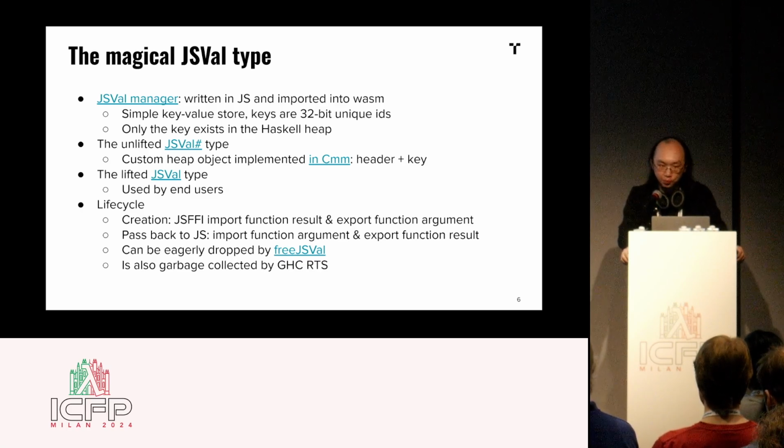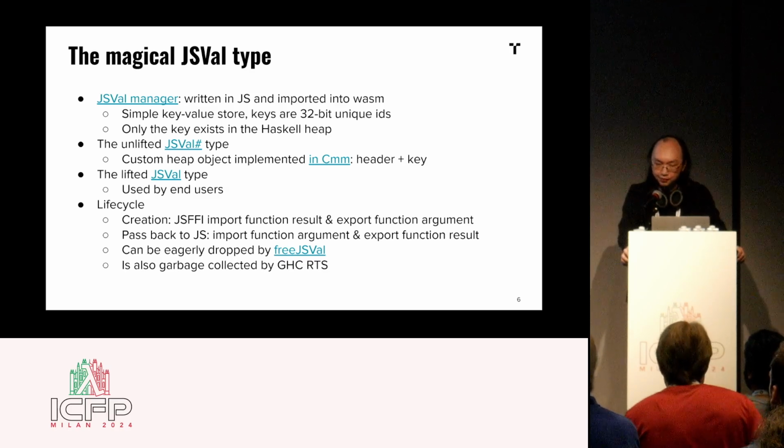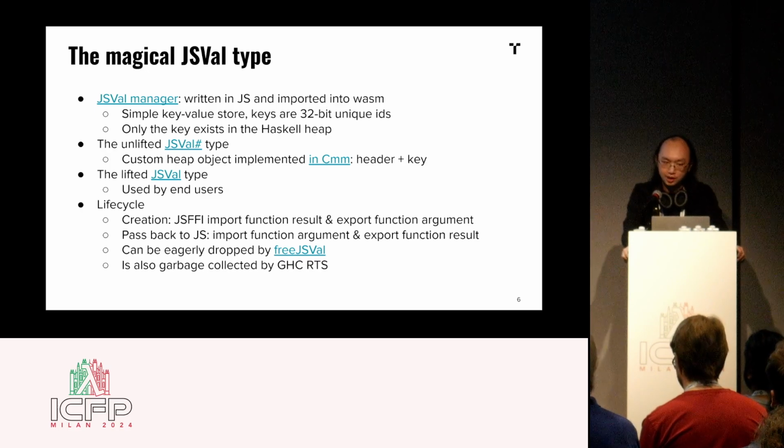And then we use CMM to implement a kind of custom heap object called the unlifted JS val hash. The structure of this heap object is rather simple. It's just a closure header plus a unique ID as the key. And then we have a lifted JS val type, which wraps the unlifted JS val hash type. And this is what we use in the user-facing Haskell programs.